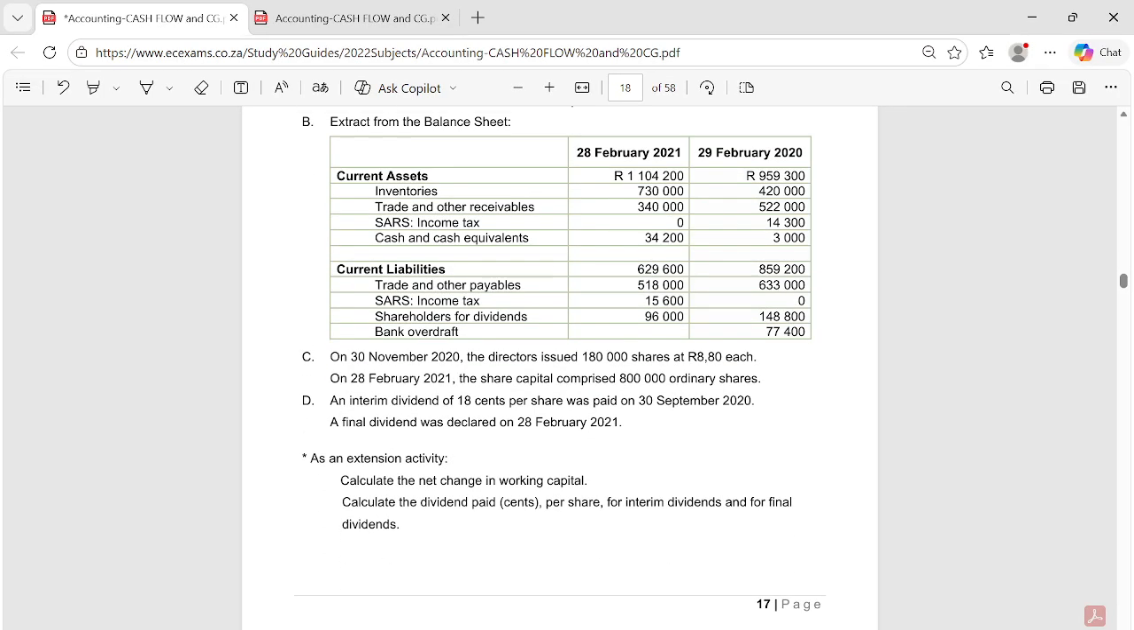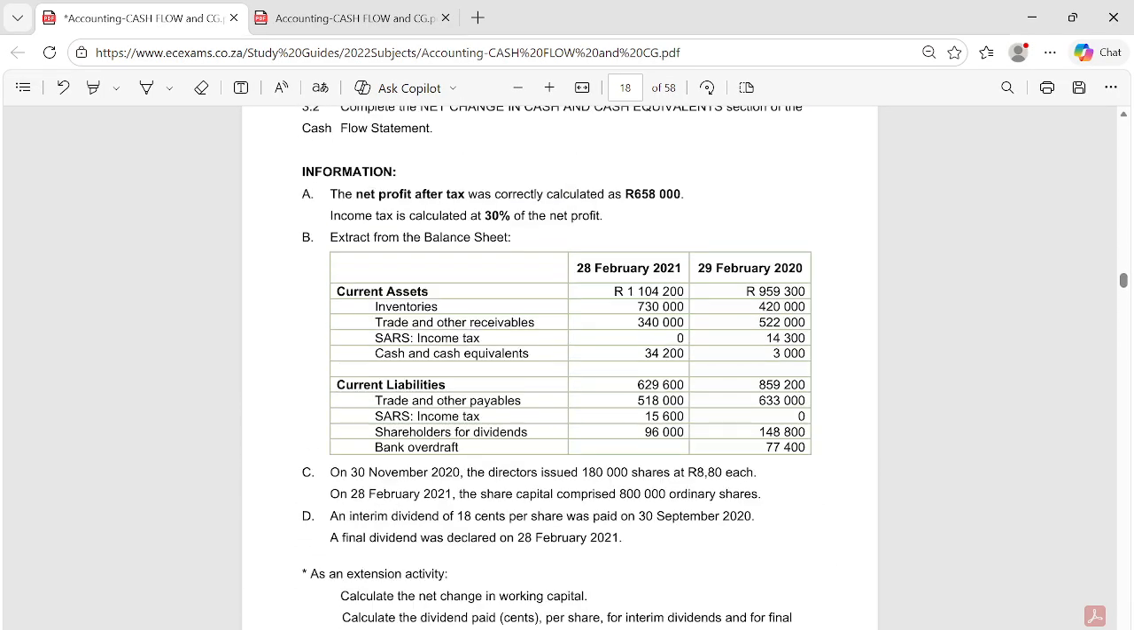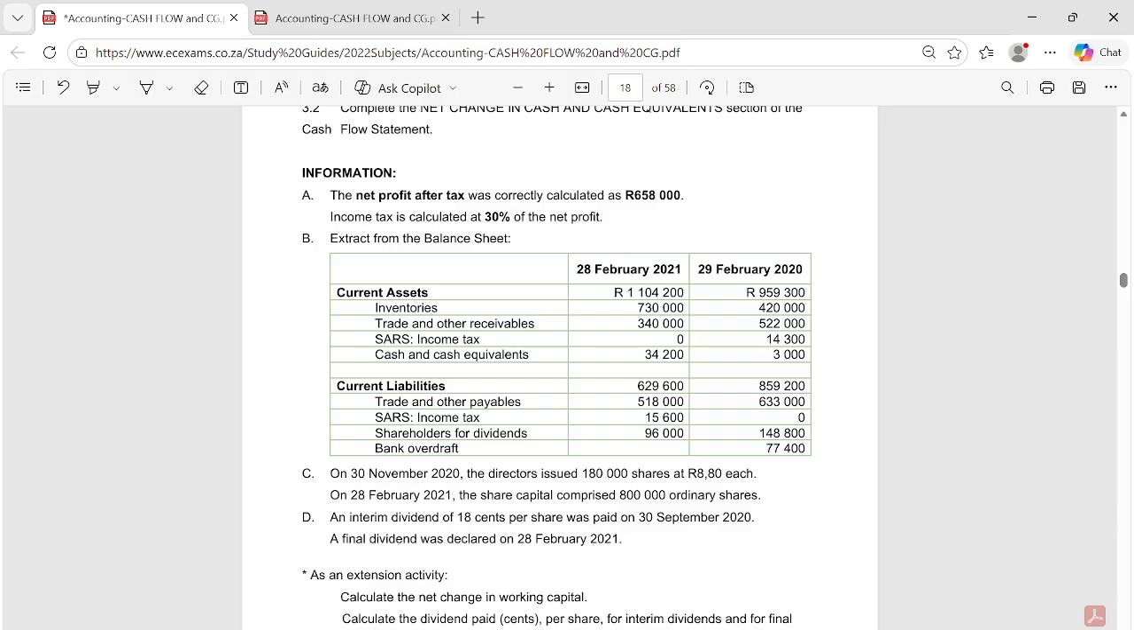So let me move down and see if there's no other information. Okay, if you can see here, on 30 November the directors issued 180,000 shares at 8 rand 80 each, right? On 28 February 2021, the share capital comprised 800,000 ordinary shares, right guys? So in this case, what are they trying to do here? They've given me shares that have been issued during the year, and they've given me shares at the end of the year, right?